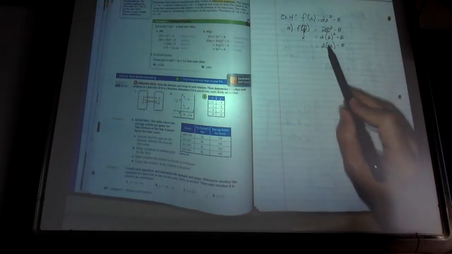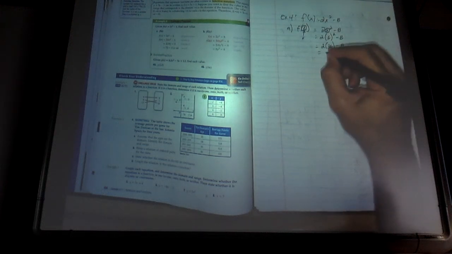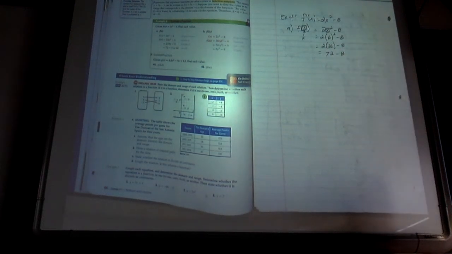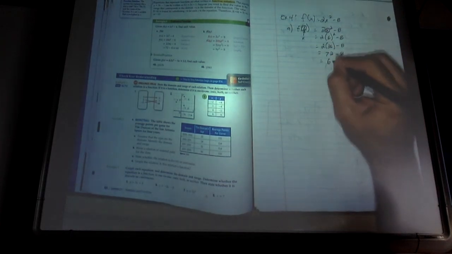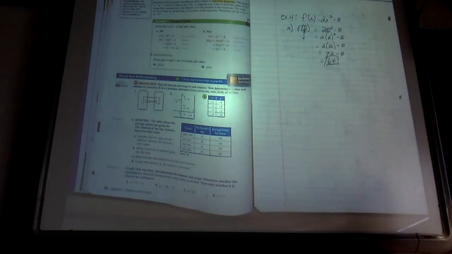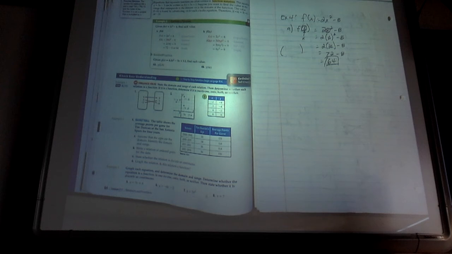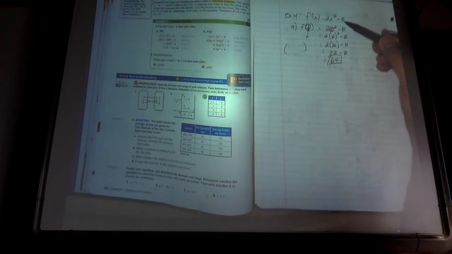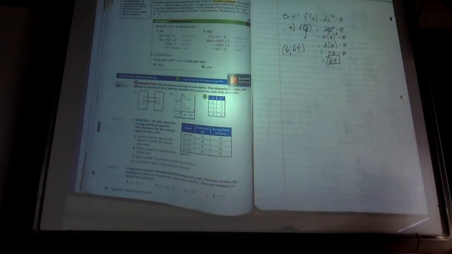Now PEMDAS says, hey, multiply these before you subtract. So 2 times 36 is 72. I've still got the minus 8 going on. The last step is to subtract. 72 minus 8 is 64. There you go. So when you plug in 6 into this equation, you get 64. Now what's important to understand, and where we're going to go, is you just found an ordered pair on this graph. This 2x squared minus 8 graph contains the point 6, comma 64. Now we're not going to graph that right now. That's something that's nice to know.